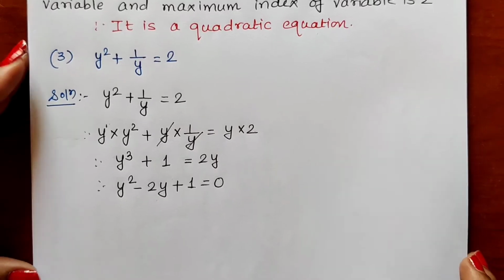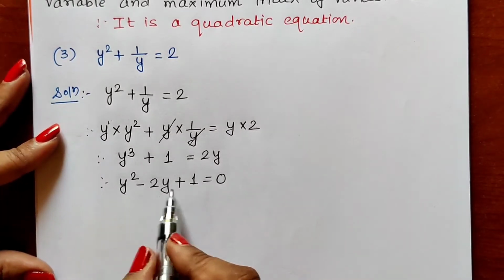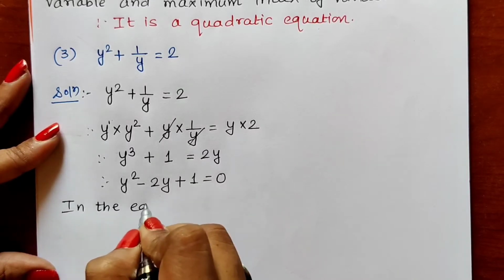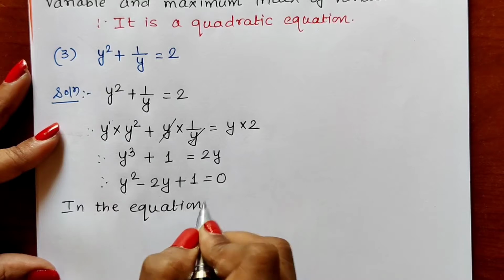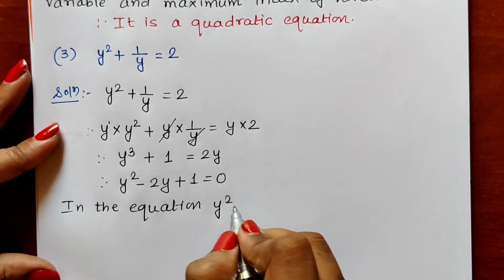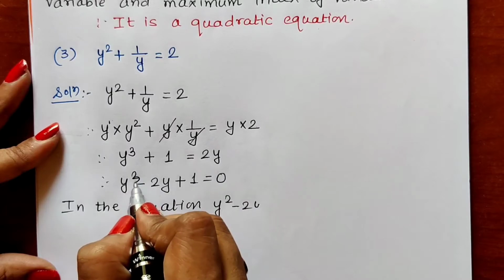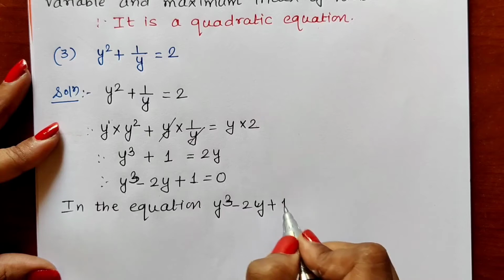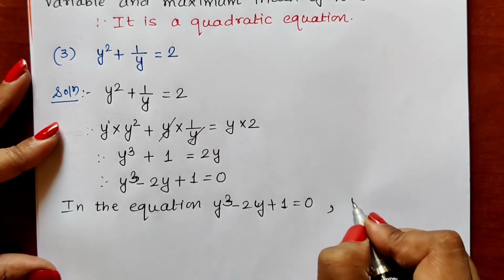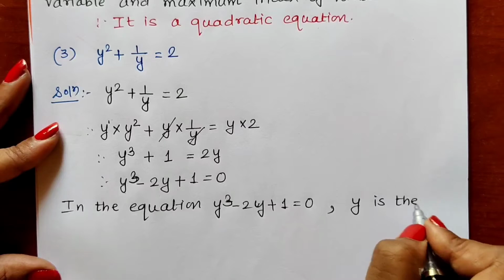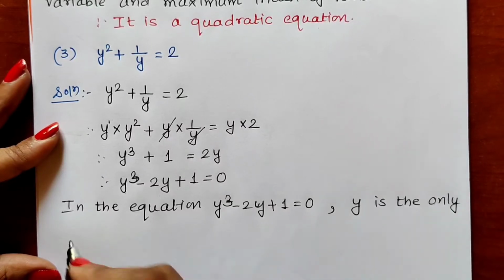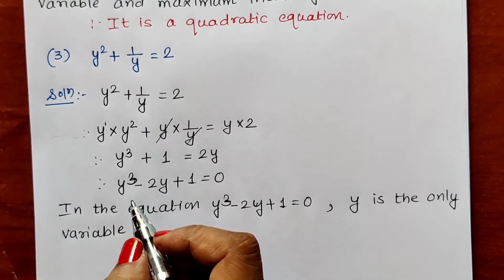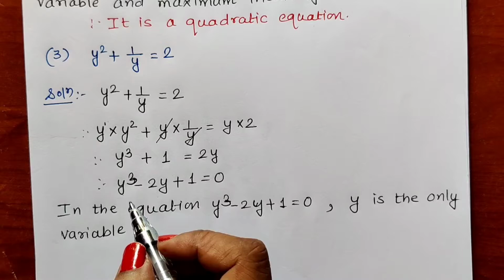In this equation, which is the variable? Only one variable is y. So in the equation, y square minus, sorry, not square, it is cube, y cube we have got. Y cube minus 2y plus 1 is equal to 0. Y is the only variable, correct? But what is the index, children? Index is 3. So index is not 2. Maximum index is not 2.